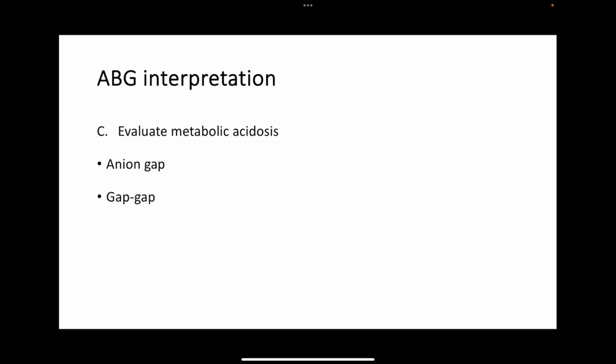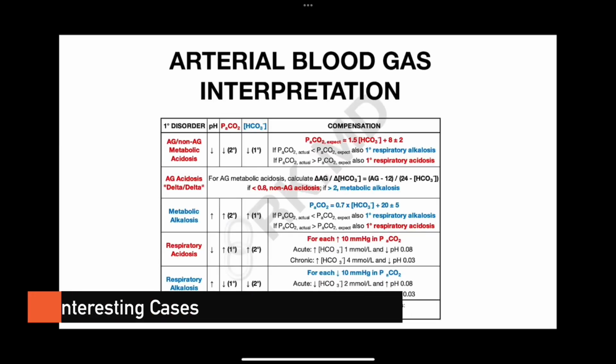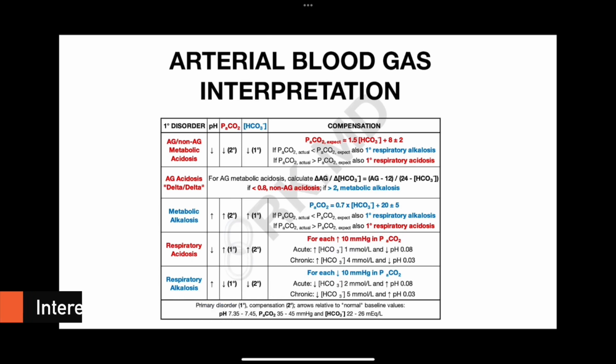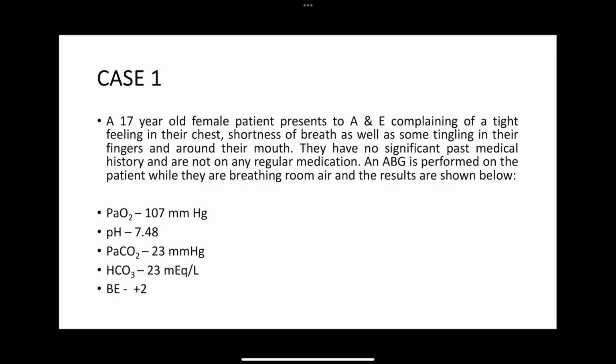And the third thing that comes in ABG interpretation is to evaluate the metabolic acidosis with anion gap and delta gap. Now let us see some clinically interesting cases. Case 1. A 17-year-old female patient presents to A&E complaining of a tight feeling in their chest, shortness of breath, as well as some tingling in their fingers and around their mouth. They have no significant past medical history and are not on any regular medication. An ABG is performed on the patient while they are breathing room air, and the results are shown below.